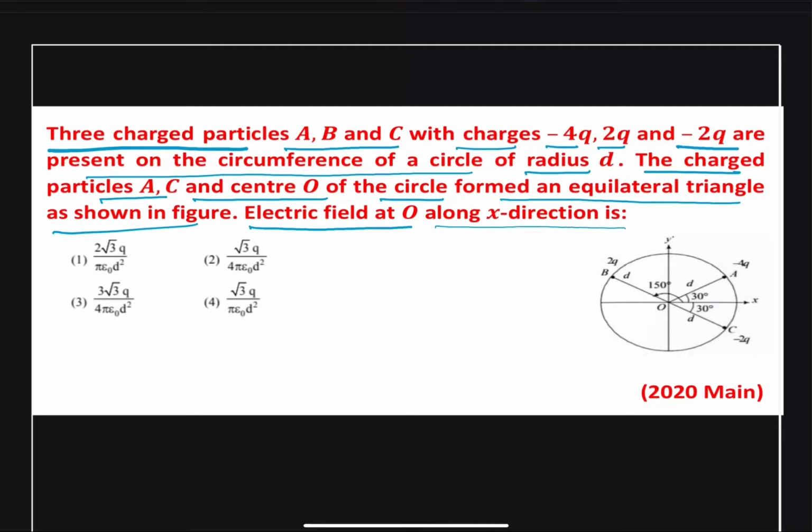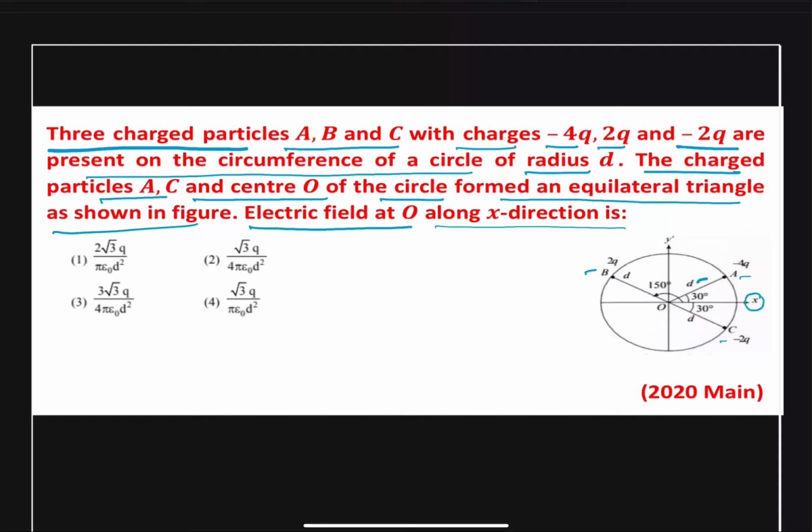The basic figure is given to us. We are given that three charges A, B and C are on the circumference, the radius is given as d and their angles are given. It is also mentioned that AOC forms an equilateral triangle. We have to find the electric field only in the x direction.